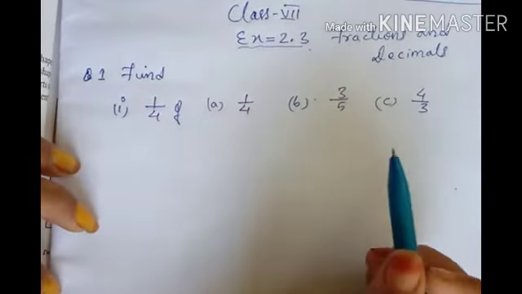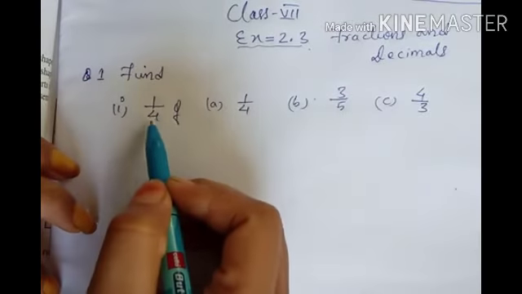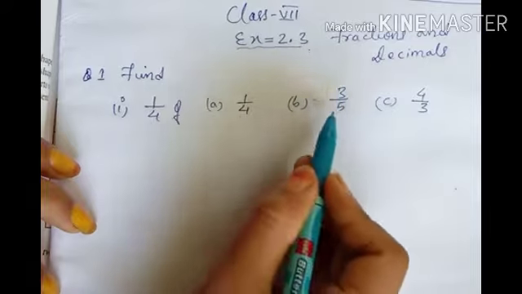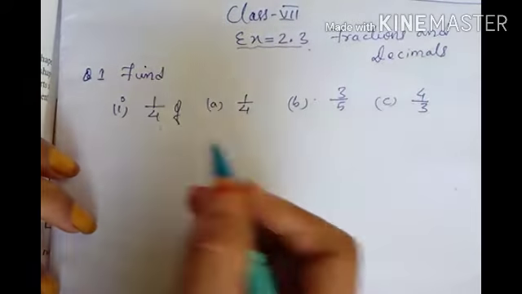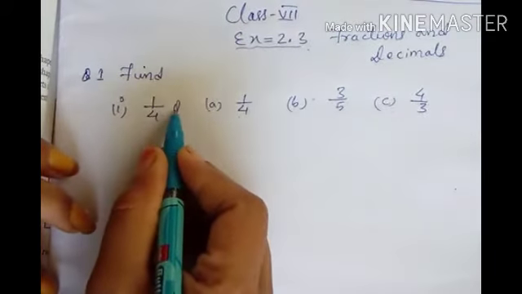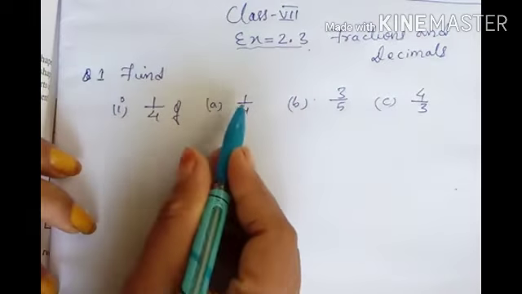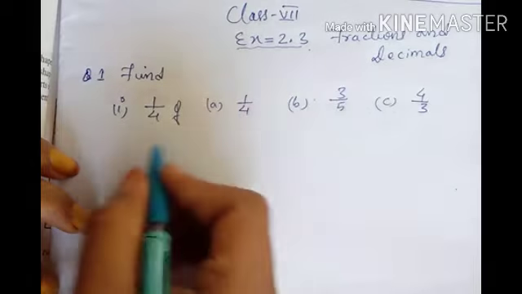Now question number 1. Find 1 upon 4 of A, 1 upon 4; B, 3 upon 5; C, 4 upon 3. 1 upon 4 of means what? Multiply. That means you have to multiply 1 upon 4 with the given number.